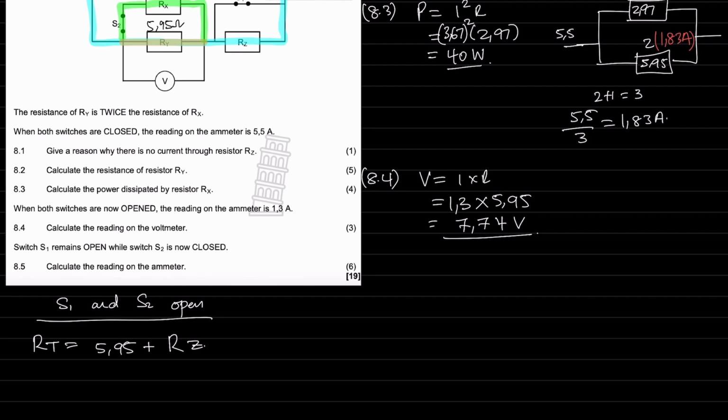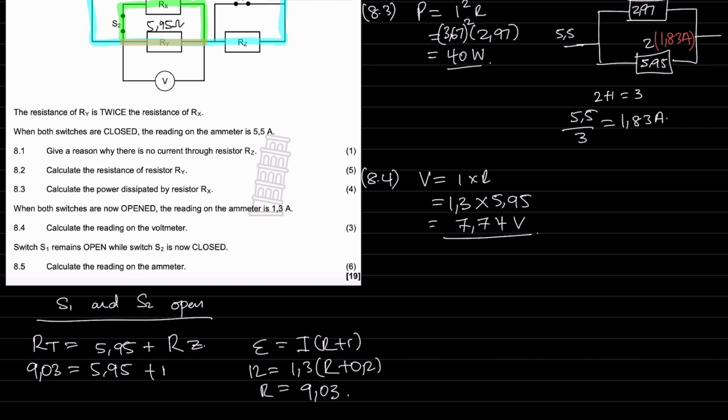Now let's use the EMF formula. EMF is equal to I into big R plus small r. 12 is equal to 1,3, and then big R plus 0,2. We can then work out what the total resistance was when both switches were open. And the total resistance is 9,03. Now that 9,03 goes here, and that's equal to 5,95 plus RZ. We can then work out RZ, and RZ will be 3,08 ohms.